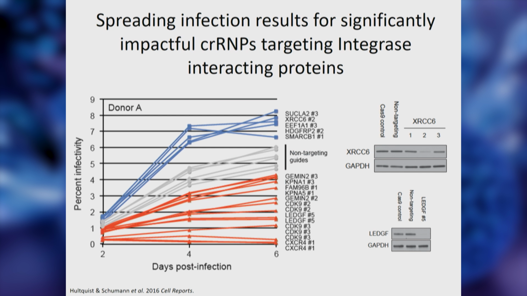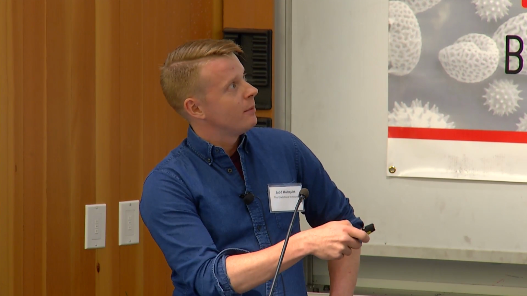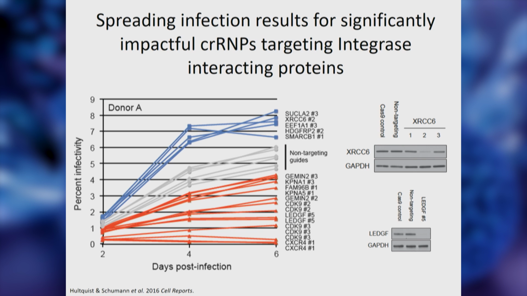And when we array them again in our replication spreading profiles, we see our non-targeting guides cluster strongly right in the middle, and we see a lot of things that decrease HIV infectivity, our known controls, CDK9, LEDGF, CXCR4, as well as other known factors such as gemin-2. But we're also picking up new things such as FAM96B, which is a mitochondrial transport protein. And we also are knocking out things where we're seeing increases, for example, INI1 or HRP2 and XRCC6.